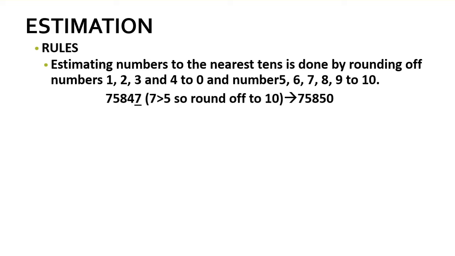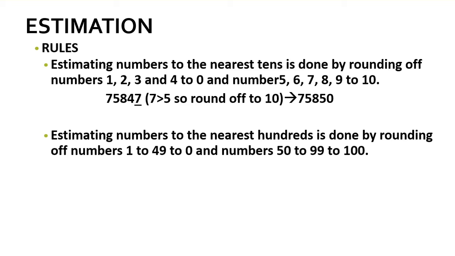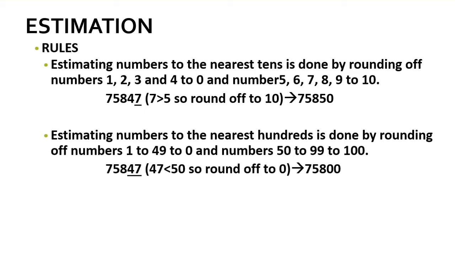In this case, 7 is above 5, so we have to round it off to 10, and that 10 gets added, so that it becomes 75,850. In the next case, 100, we have two zeros in 100, so we have to check two digits from the right end. And here in this case it is 47. 47 is less than 50, so we have to make it 0. So the answer becomes 75,800.